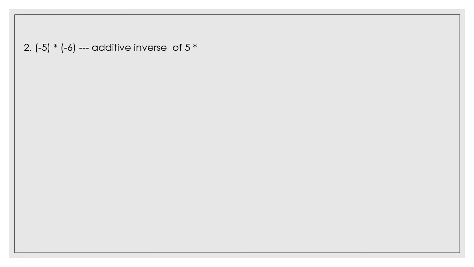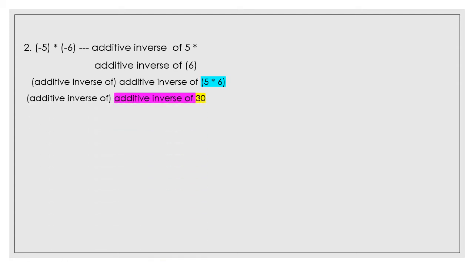Number 2, we have negative 5 times negative 6. So, itong negative 5, we have additive inverse of 5 times itong negative 6 is the additive inverse of 6. Then, ikokopya natin yung dalawang additive inverse and put together this 5 times 6. So, 5 times 6 is 30.